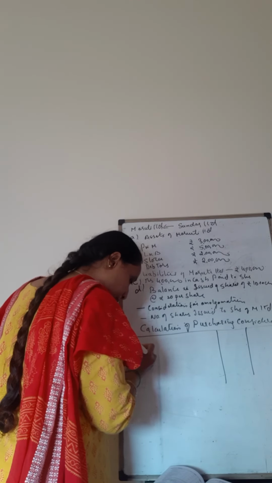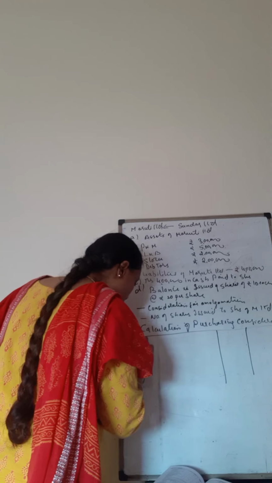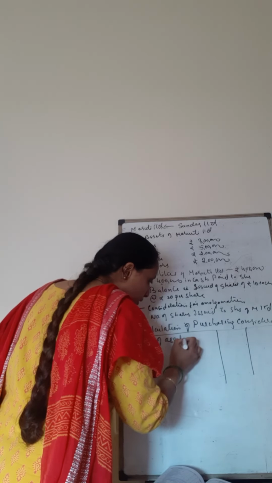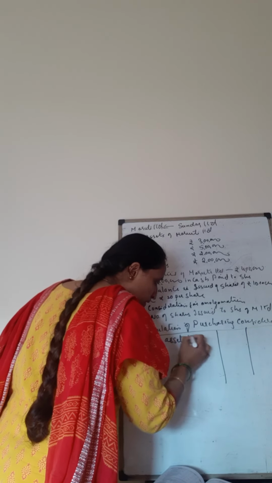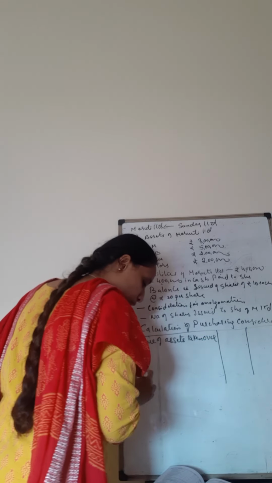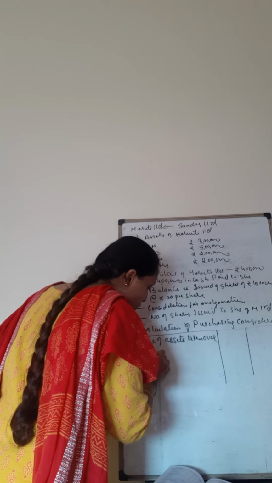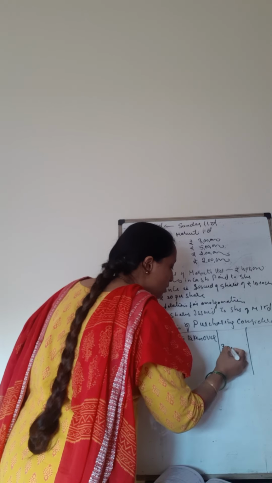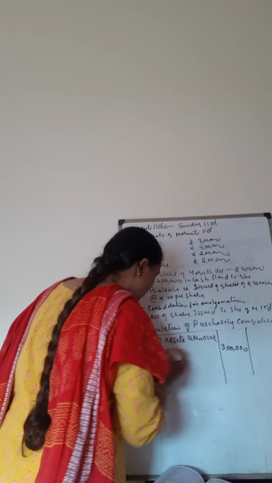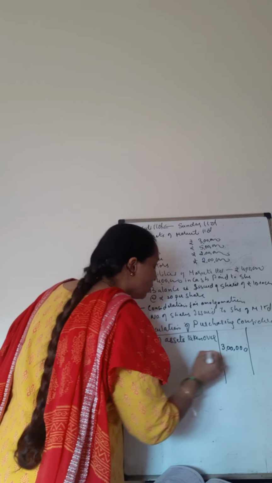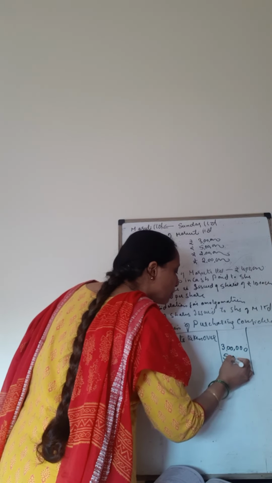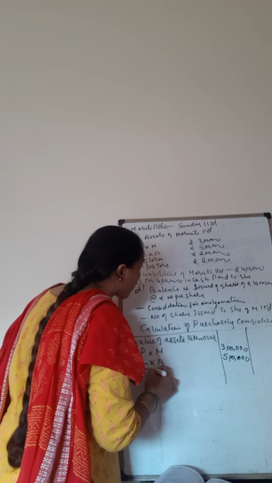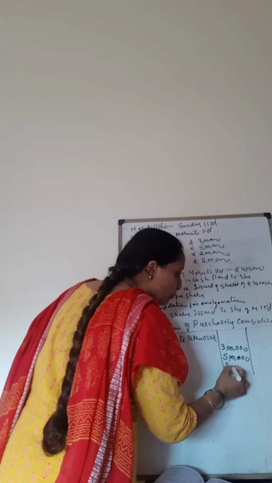So here the first one, value of assets taken over. Plant and machinery, I am going to write in short, in the inner column it's 3 lakh, land and building it's 5 lakh, and stock, how much is it? 2 lakh.